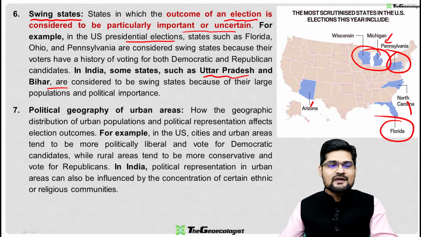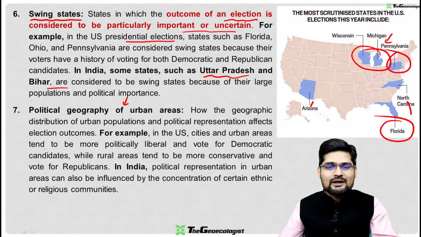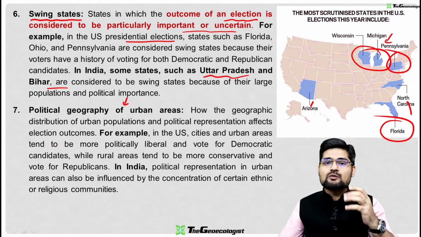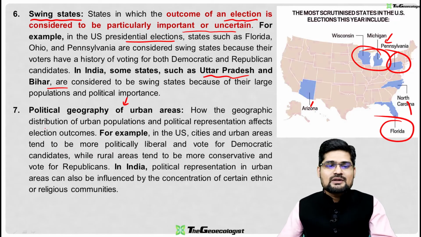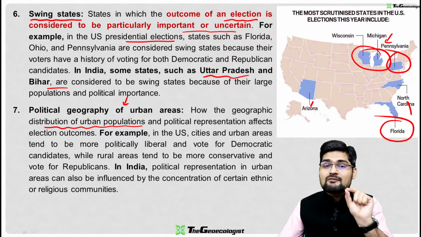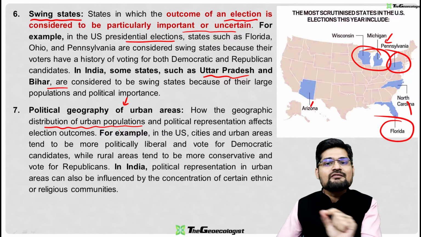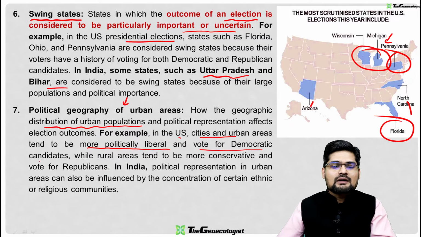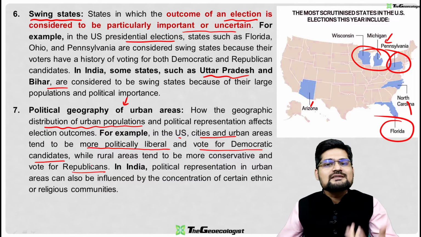So if you observe, the political geography of urban areas is becoming more and more important in electoral politics. Why? Because urbanization is the future and most of the people want to become urban. The urbanism, the urban way and urban lifestyle. So what's happening? The geographic distribution of urban populations becomes very important in electoral politics, with its locational and spatial variations. In the US, the cities, urban areas tend to be more politically liberal, right, and vote for Democratic candidates, while rural areas are more Republican, who are more conservative in nature.